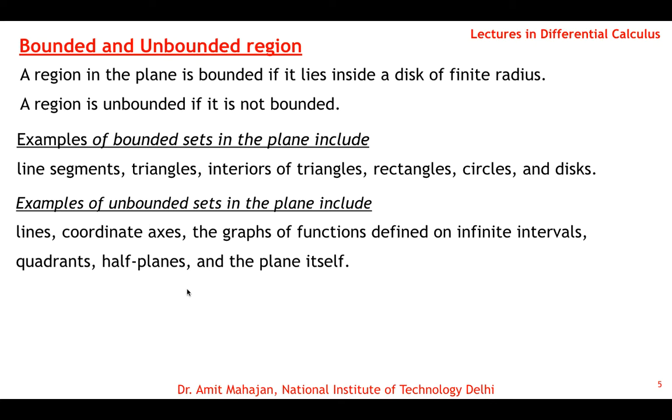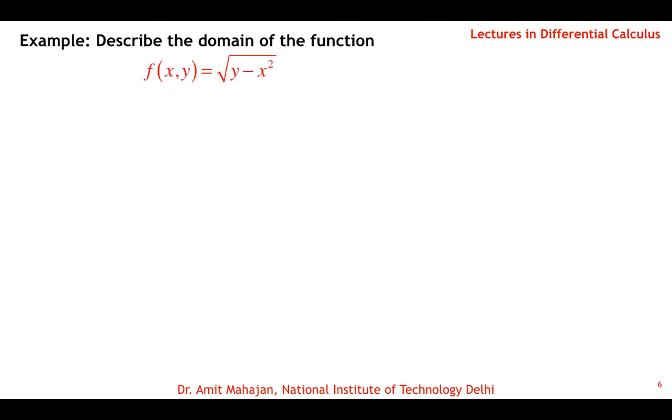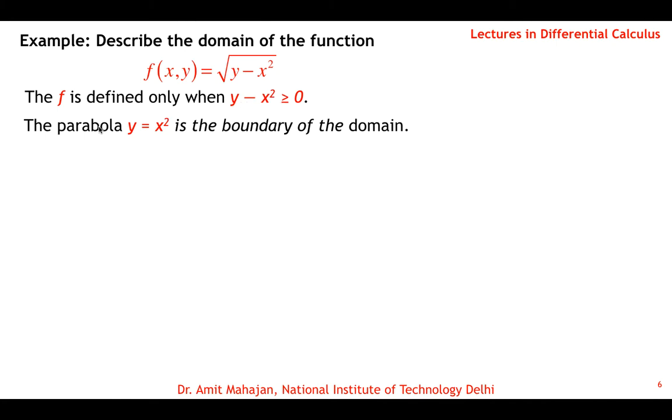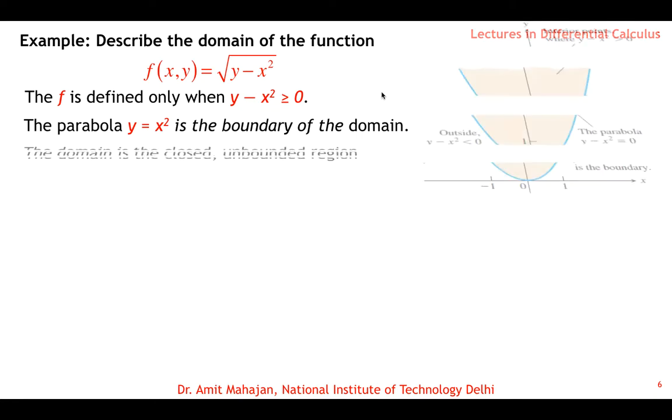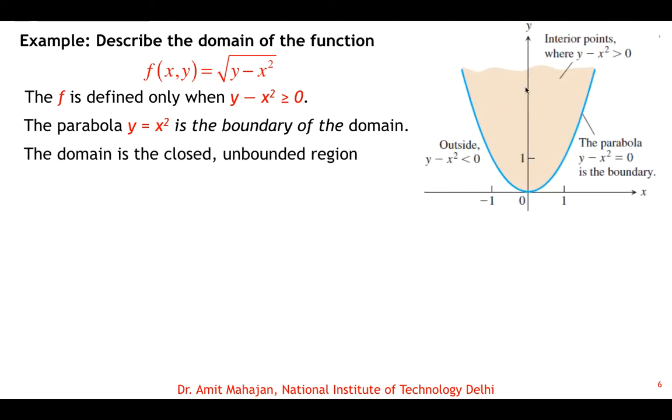Now I take two examples here. Describe the domain of the function f(x,y) equals root of y minus x square. We just said that the domain will be all those points for which y minus x square is greater than or equal to 0. The parabola y equals x square forms the boundary of this region. If I plot this region, these will be the interior points, and there will be the boundary, and the boundary is also part of the domain. So the domain consists of all the interior points and this boundary.